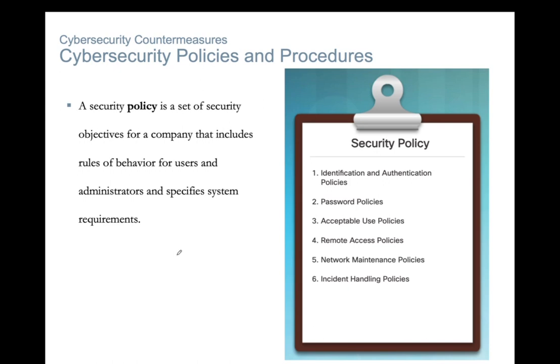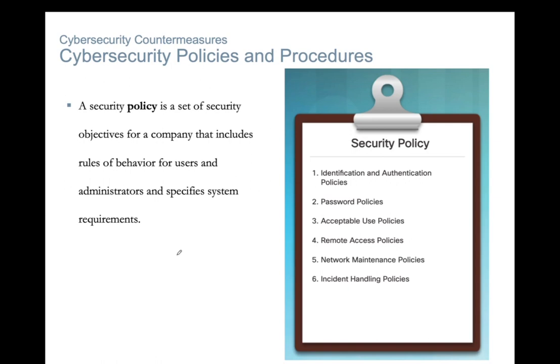Another policy is the password policy, which ensures passwords meet minimum requirements and are changed regularly. The third policy includes acceptable use policies that identify network resources and uses that are acceptable to the organization. It may also identify the ramifications for policy violations.